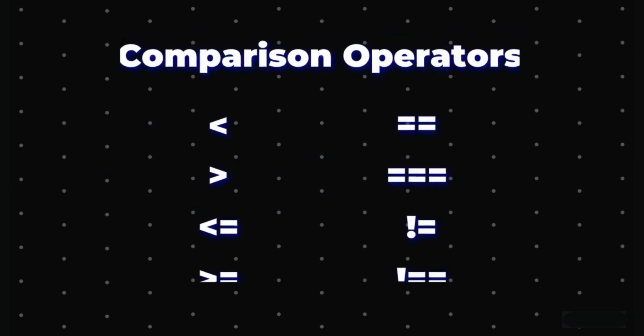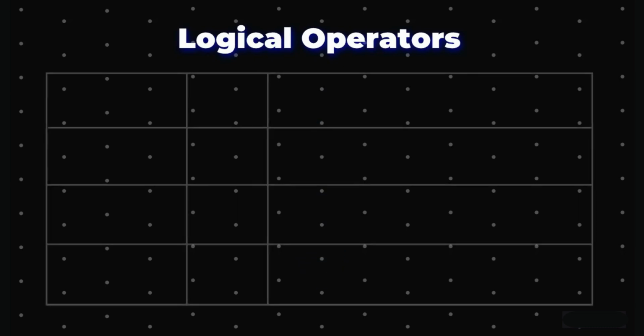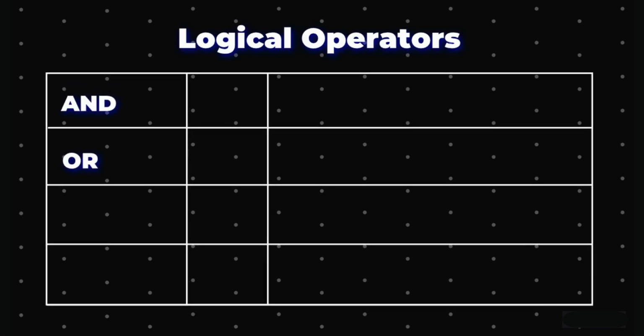In the last episode, we learned how JavaScript compares values using comparison operators. Now we'll combine those comparisons using logical operators, and this is where real application logic begins. Logical operators are used to combine multiple conditions. They always work with Boolean values, true or false, and return a Boolean result. JavaScript has 4 logical operators: AND, OR, NOT, and the Nullish Coalescing operator.